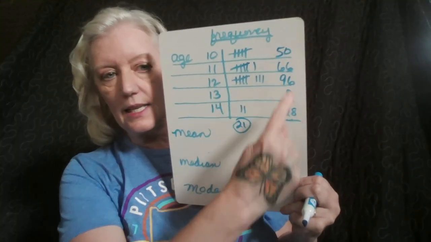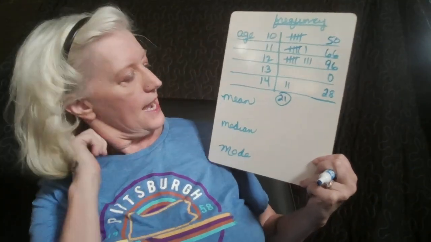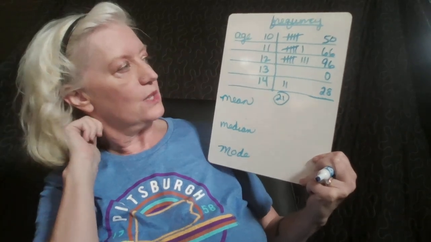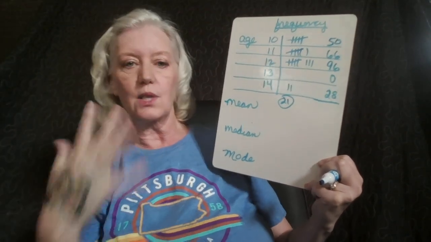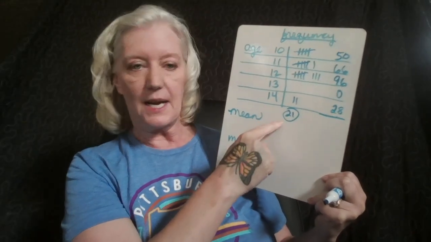That list right there is what we actually have. And that list, we have to figure out the total, okay? The total is the sum of all those numbers. The sum of all these numbers divided by 21 numbers will give us our mean. So add that up real quickly. I've got 50 plus 66 plus 96 plus 0 plus 28. 240 is our total, and we had 21 numbers. So our mean is 11.42.